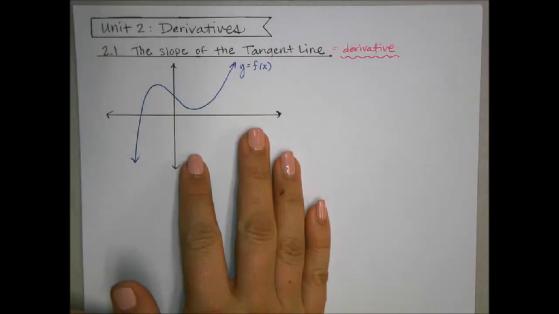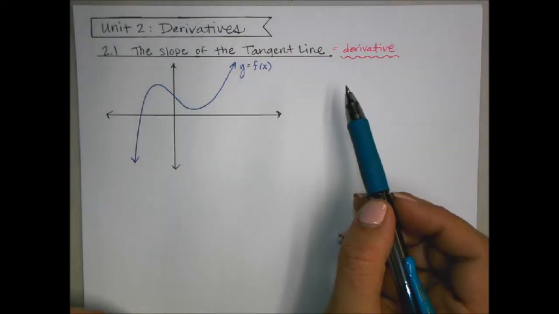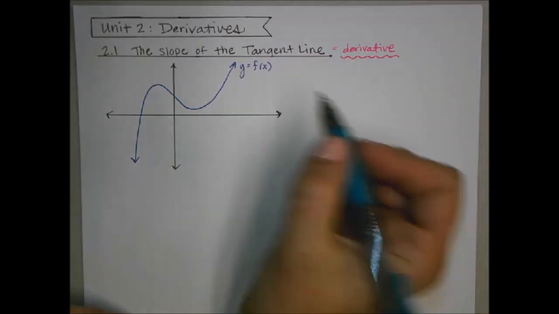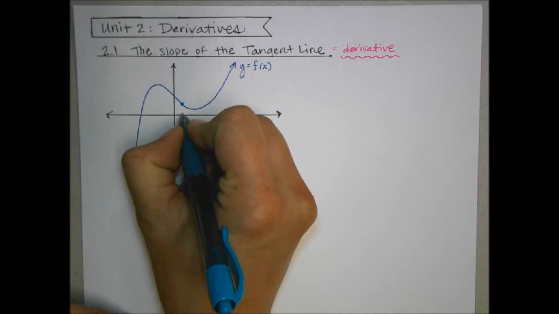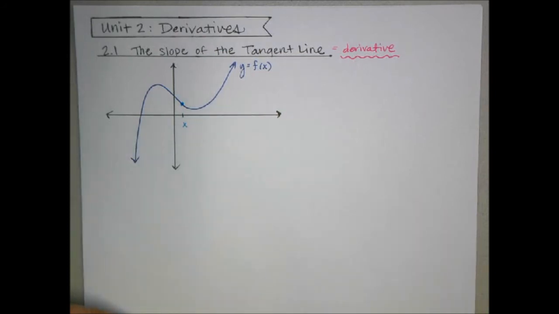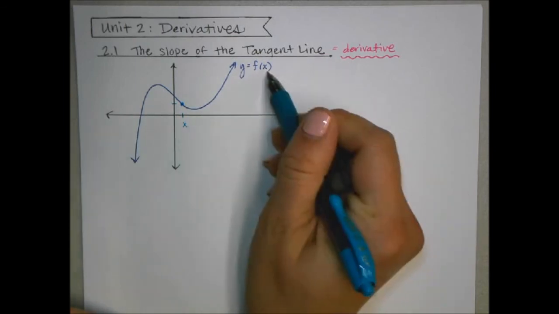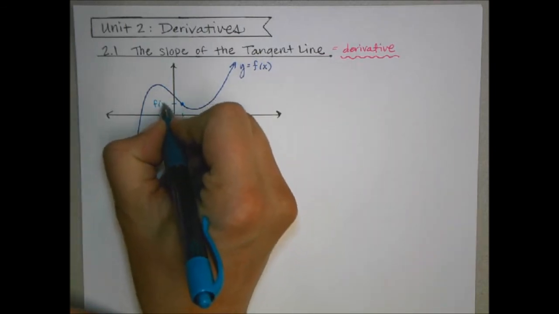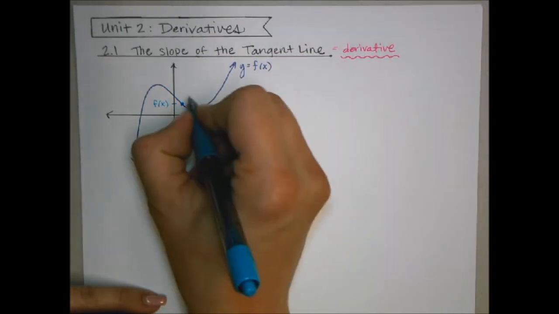So we're going to start with a function here, y equals f of x. And to get to the slope of the tangent line, we're going to start with some points here. I'm going to pick a point. The x value is x. The y value, then, plugging x into the function, is f of x. Okay, and then we can also label our coordinate pair.